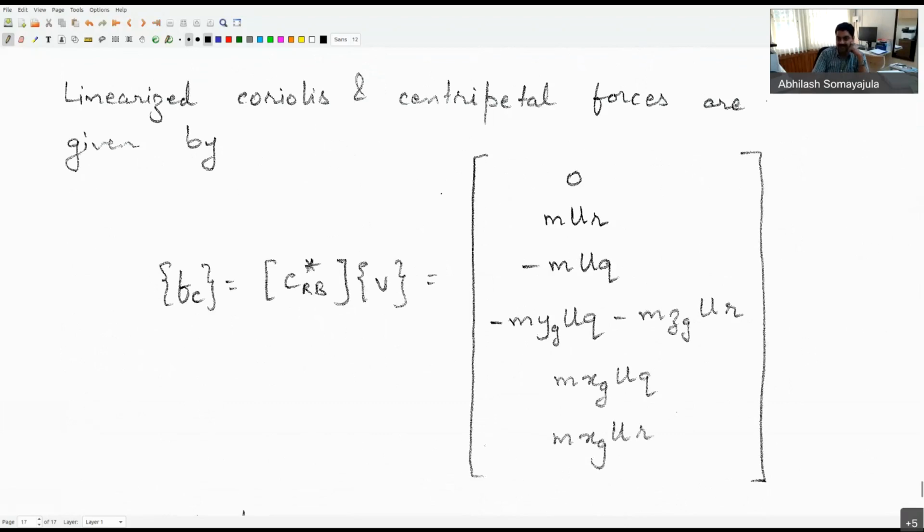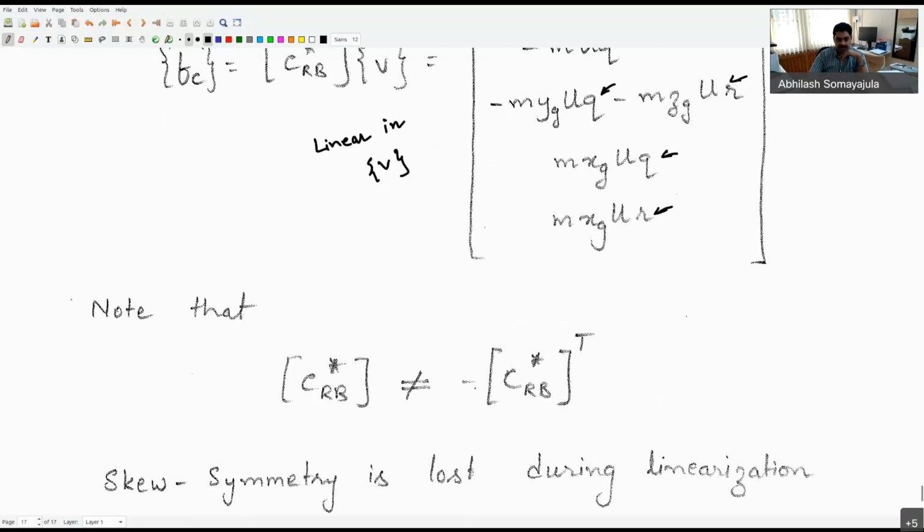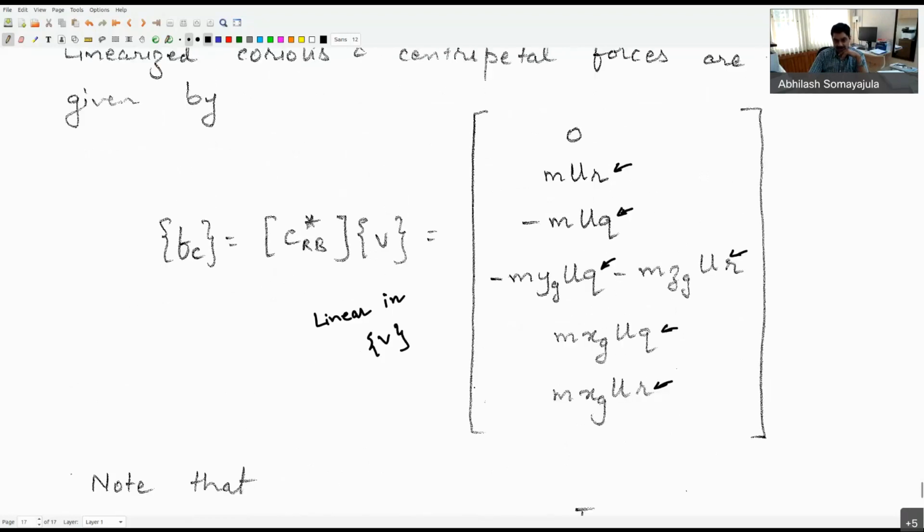So here you'll see that this is dependent on R, this is dependent on Q, this is dependent on Q and R, this is dependent on Q, and this is dependent on R. Okay, so all of these terms are linear. There is no non-linearity present here. So this is completely linear in V. Okay. But that comes at a cost.